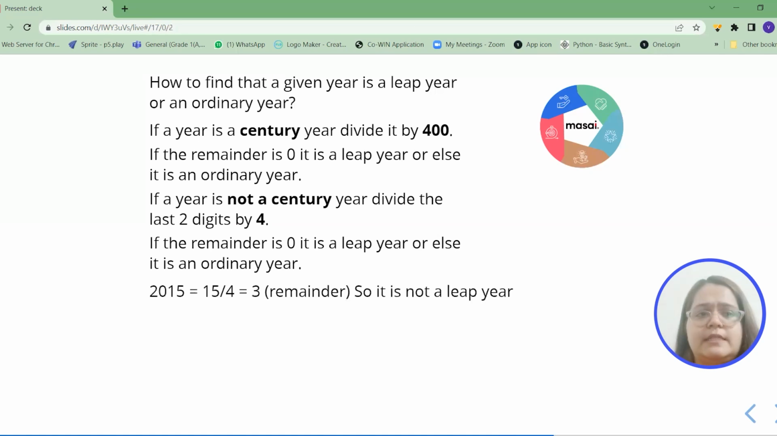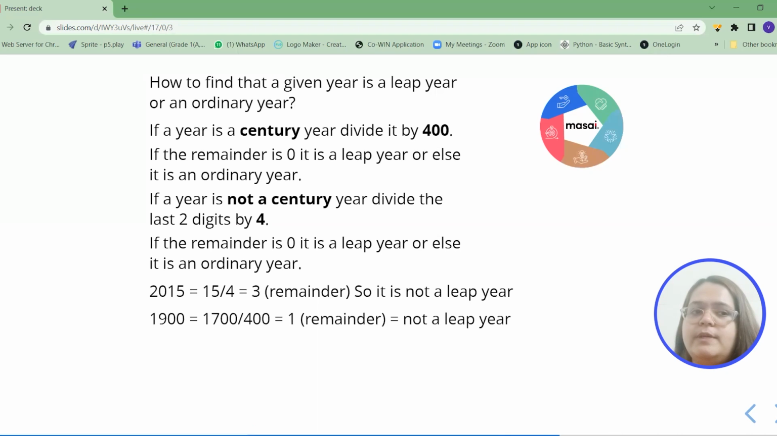Let's see some examples. Very first, 2015. As we can see, it's not ending with 00. We can take the number 15. 15 divided by 4, the remainder is 3. So we can say it's not a leap year. We want the remainder to be 0.